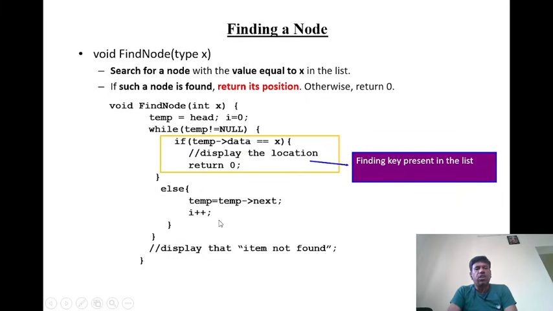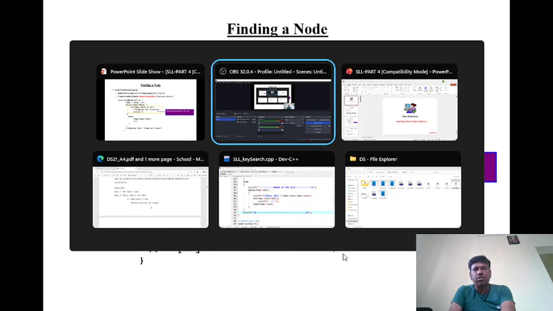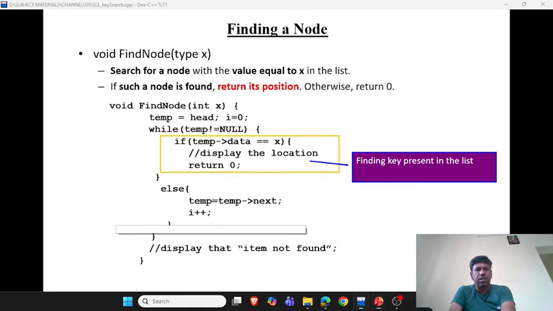Suppose after traversing the complete list, inside the while loop we have the return statement to stop the execution when the key is found. Suppose this block is never executed, which means the key is not found anywhere in the list. So at last, we display that the item is not found. Like that, we take an output statement and stop the execution. Now this can be given in our program execution. Here you can see that.